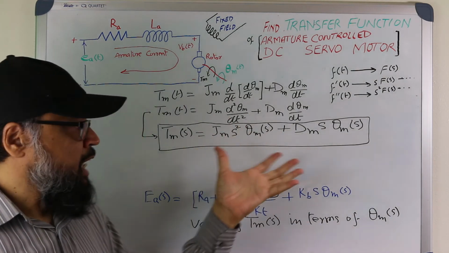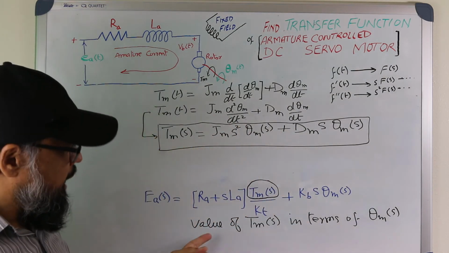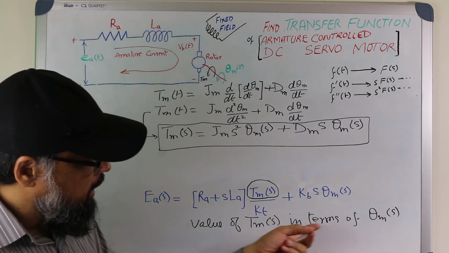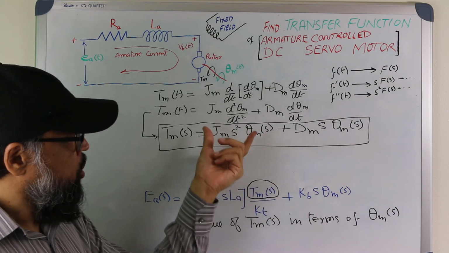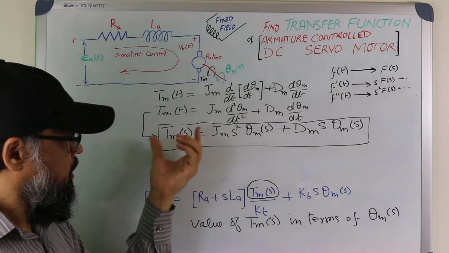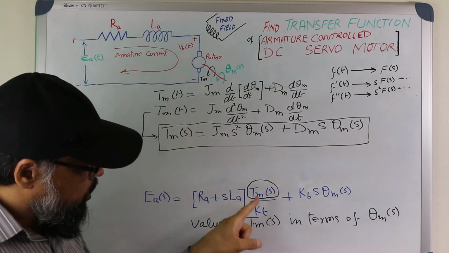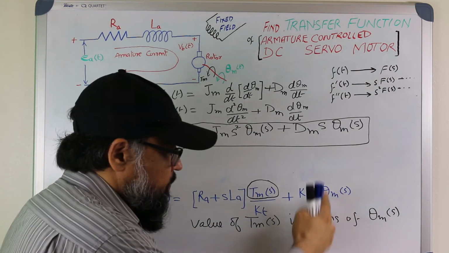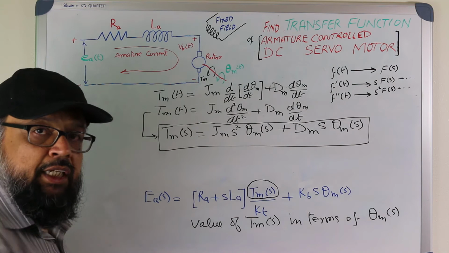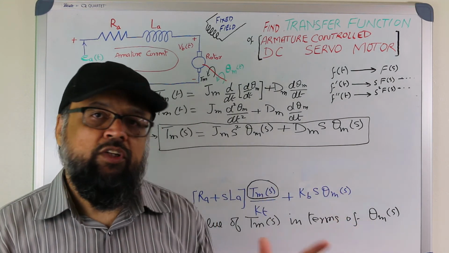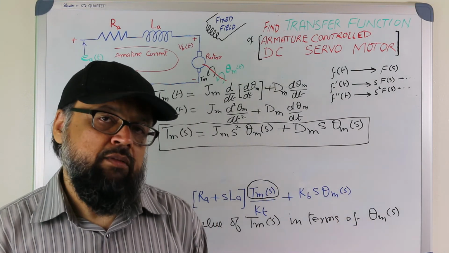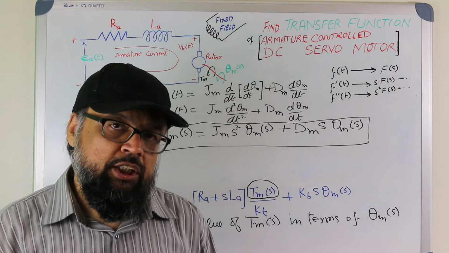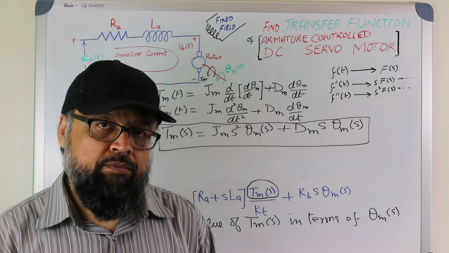This is the final step. Now we have Tm, the value of torque in terms of theta ms. So if I put this into here and then take the ratio of theta ms divided by this, I will get the transfer function. So very simple. This is how you get the transfer function of a DC servo motor.